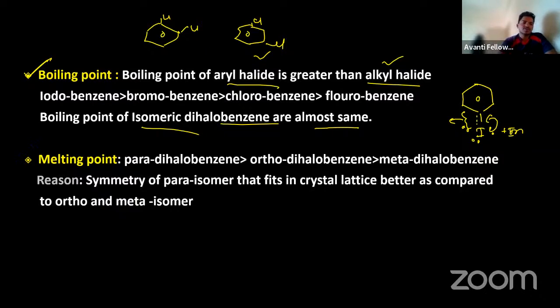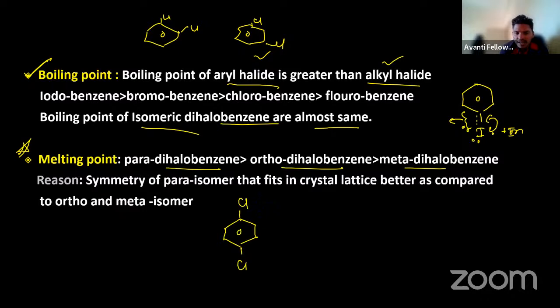Okay, but a very important point in your examination is the melting point. What is going to happen for the melting point? The melting point order will be higher for para-dihalobenzene than for ortho and meta-dihalobenzene. Why para-dihalobenzene? If you see the para-dihalobenzene, here benzene, chlorine is there, chlorine is there. It can form a very beautiful crystal structure.